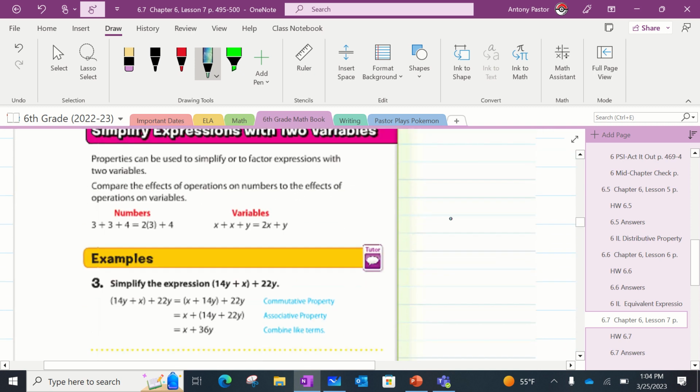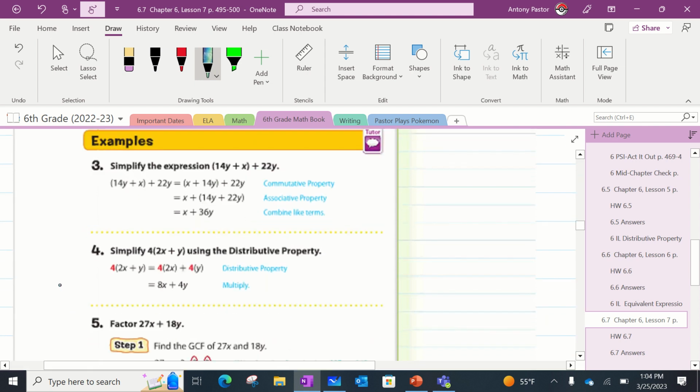Simplify expressions with 2 variables. Properties can be used to simplify or to factor expressions with 2 variables. Compare the effects of operations on numbers to the effects of operations on variables. So over here we have 3 plus 3 plus 4. That's the same thing as saying these two 3's combined can become 2 times 3 plus 4. Over here, x plus y, 2x's, 2x plus y. We actually combined these two.